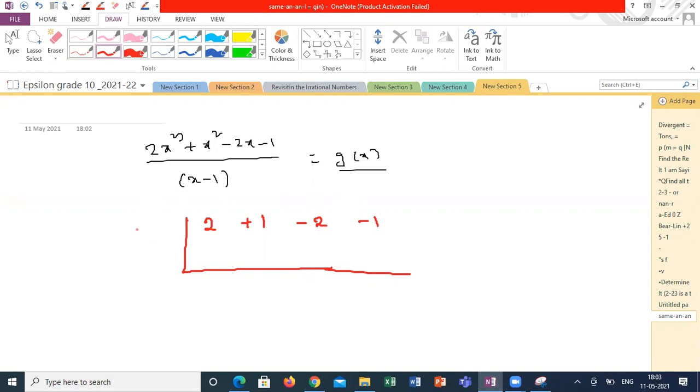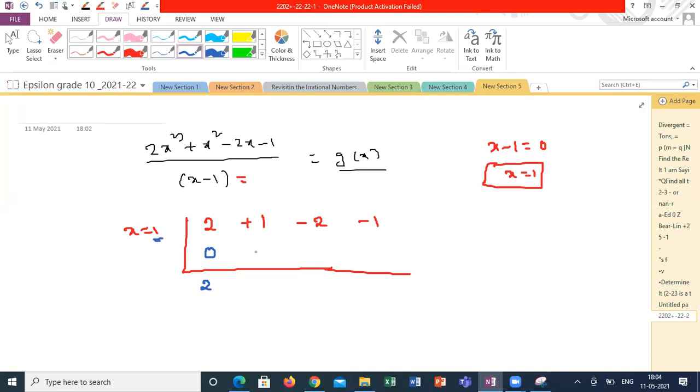Yes, x is equal to 1. Make sure the factor is equal to 0, and whatever x value you get, you have to keep that x value here. So what is the next step? We need to put 0. After that, we need to add it, and next we need to multiply it with 1.